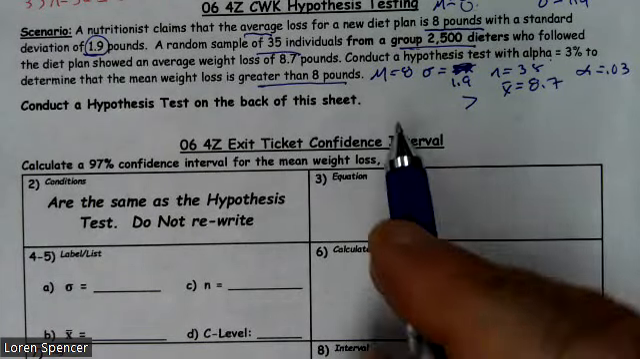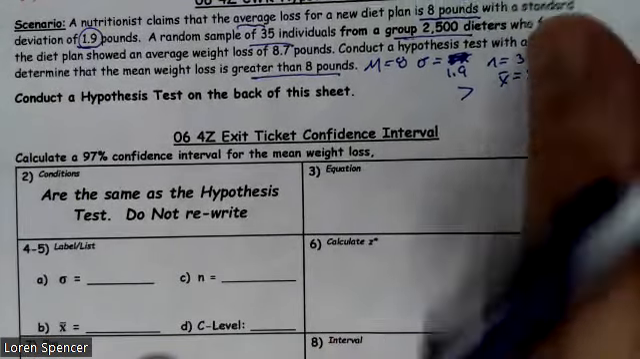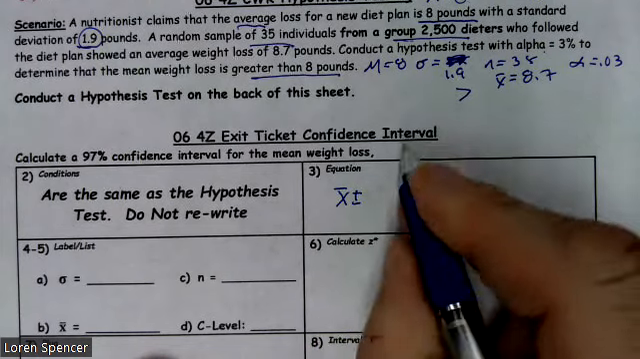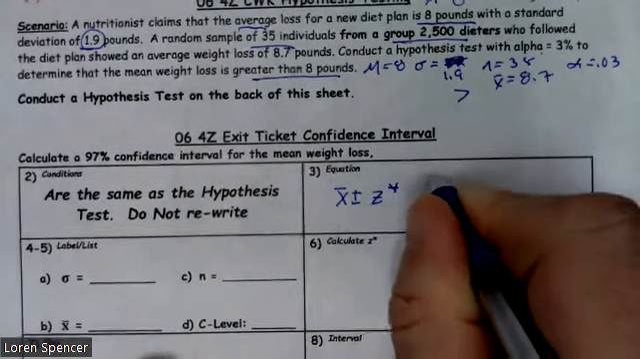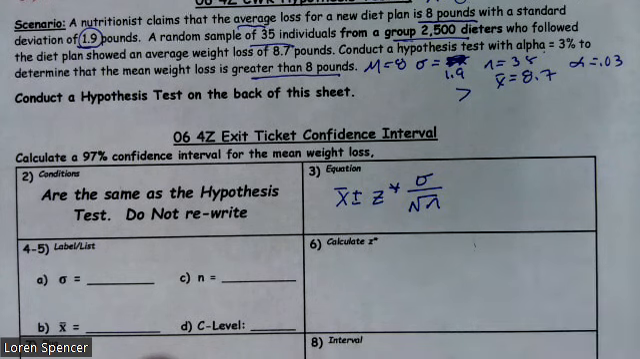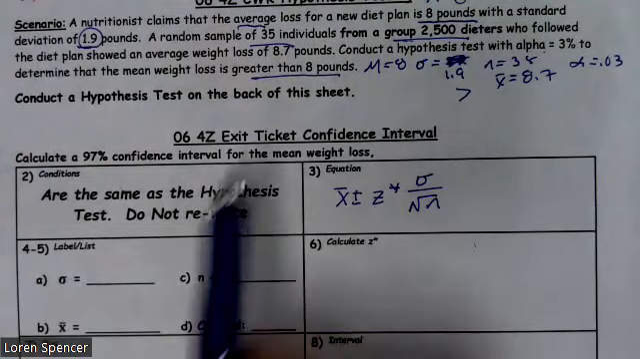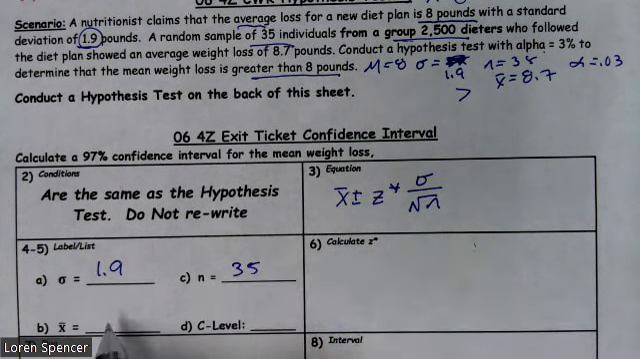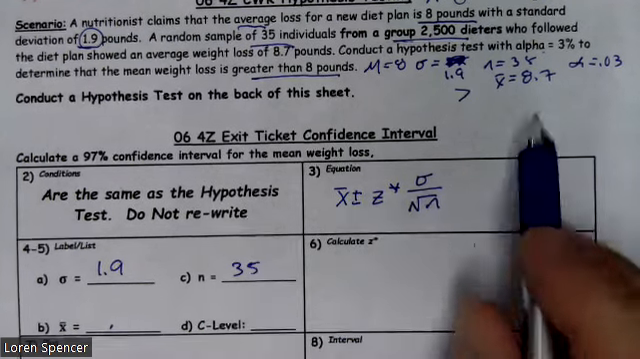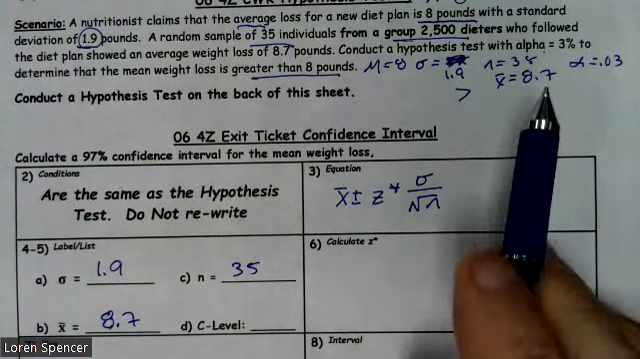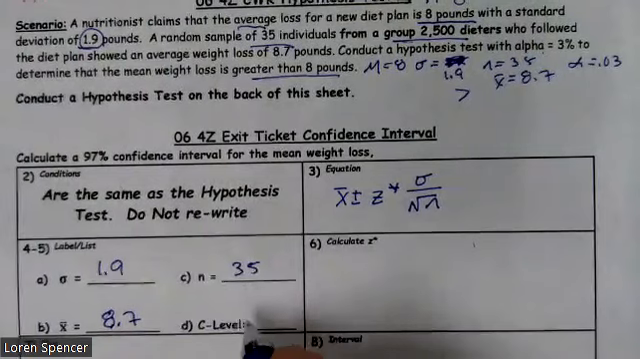So we need our equation. Our equation for the confidence interval is x bar plus or minus z star times the standard deviation of the population divided by the square root of n. So let's go back and identify those things. Our standard deviation, we said, was 1.9. n was 35, and our x bar was 8.7, that was the sample mean. And then our confidence level, they said, hey, let's do this at 97%.